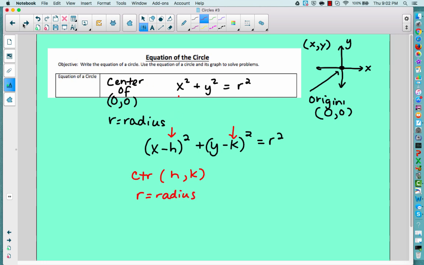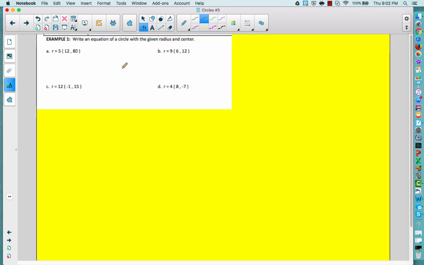Okay? All right, so let's use that. It says write an equation of a circle with the given radius and center. Okay, so I know my center is 12, 80 and my radius is 5. So this is the x, this is the y. So that would give me (x minus 12) squared plus (y minus 80) squared equals r squared, so 25.